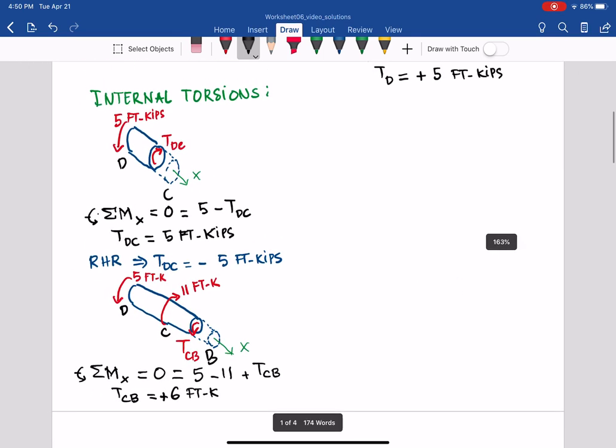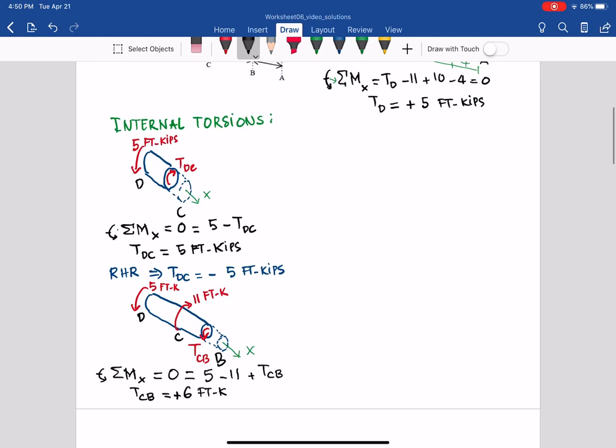Now we still have one more, which is BA. So let's continue to draw the free body diagram for the cut between B and A. So we have here D, we have C, we have B, and somewhere if we continue it will be A. So that is A.